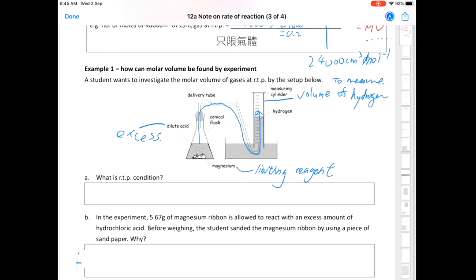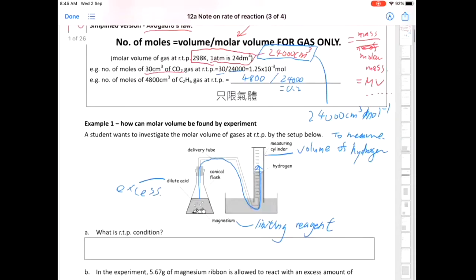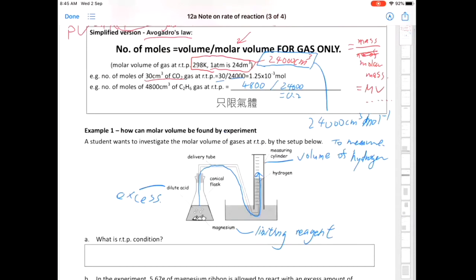And then what other data do you need for calculating the molar volume of hydrogen? What other information do you need according to the equation above? Now I have the volume of hydrogen and I want to calculate the molar volume, so what term is missing? The number of moles. We need to know the number of moles, right? And then how can we find out the number of moles? It's very easy by using the limiting reagent, and then you can get the result.